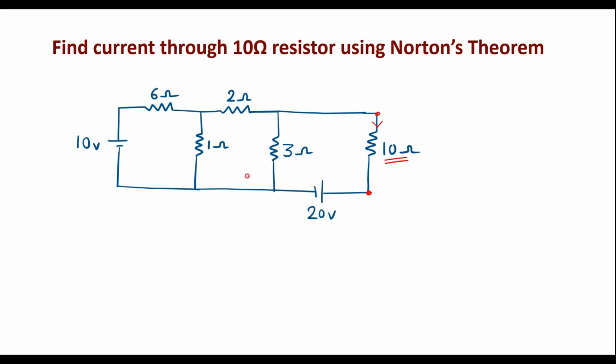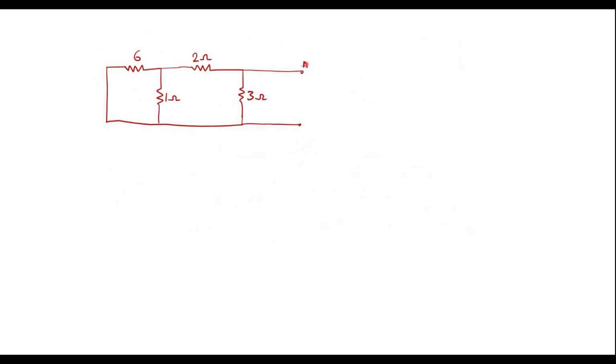Now let me draw the equivalent circuit. So this is terminal AB. We need to find the resistance between these two terminals, that is known as Rn. So let me calculate Rn here. Here 6 and 1 are in parallel. That combination is in series with this. That combination is in parallel with this. That is, 6 is parallel with 1. This is in series with this, that is plus 2. This entire combination is parallel with 3.